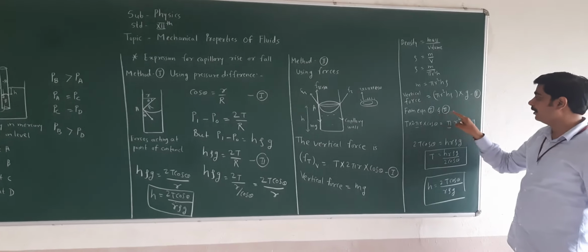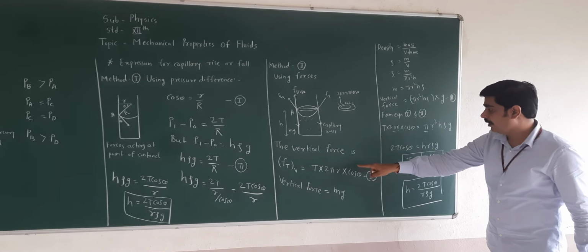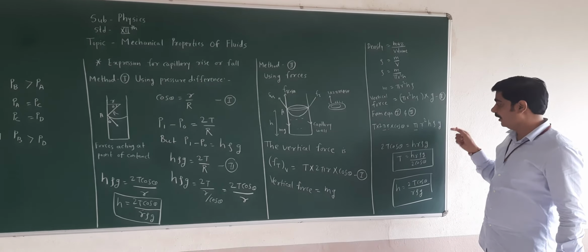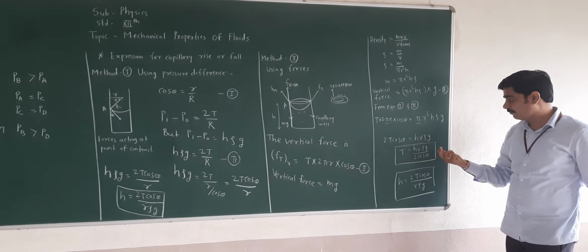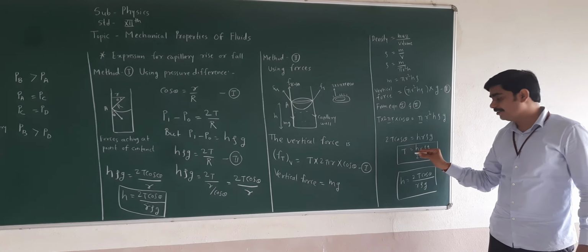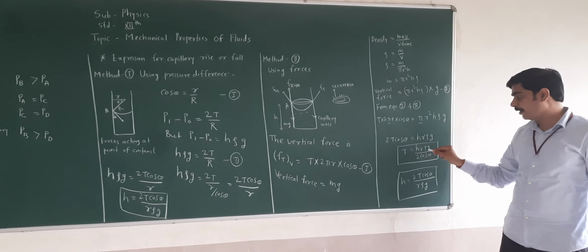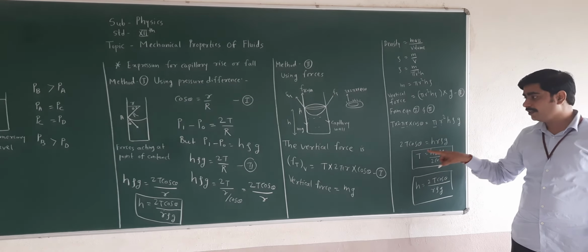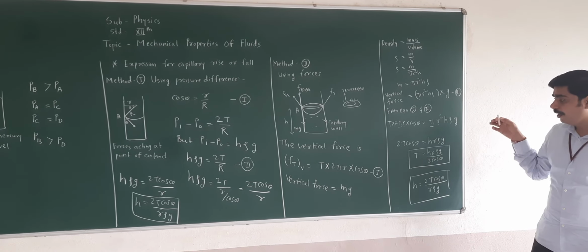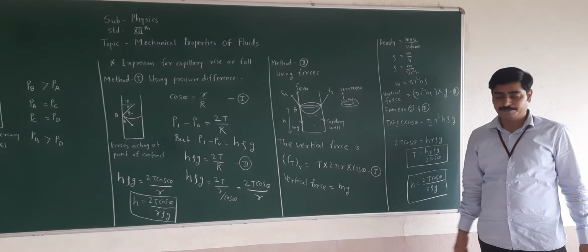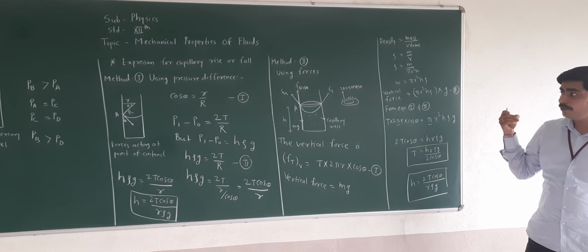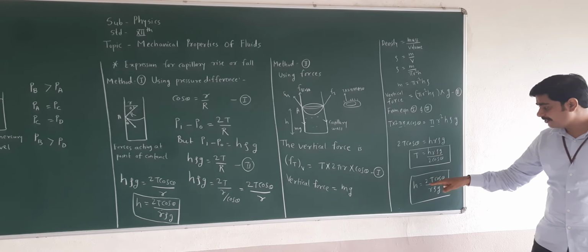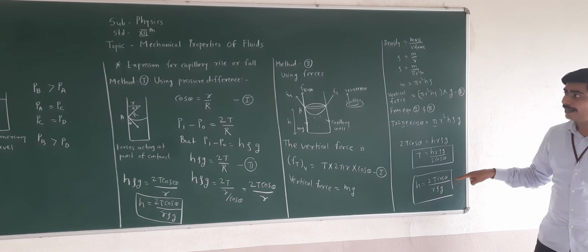From equations 1 and 2, compare both equations. T into 2 pi r into cos theta is equal to pi r square h rho g. Here cancel the like terms. So finally you can get the formula T is equal to h r rho g upon 2 cos theta. After this you should write one statement: this is the equation for surface tension of rise of liquid level. After this, if you want to find the formula for the rise of liquid level, then you can write h is equal to 2T cos theta upon r rho g.